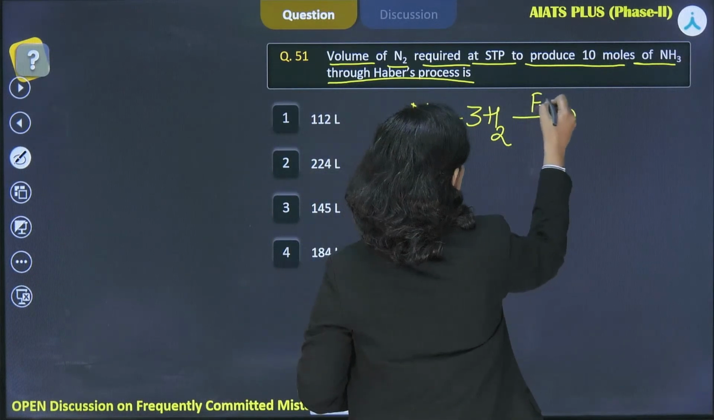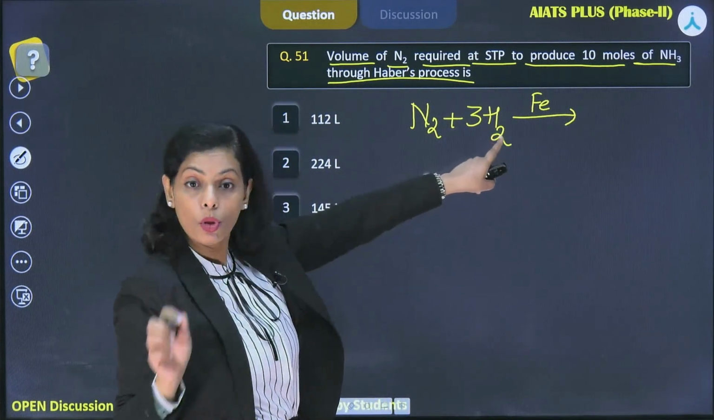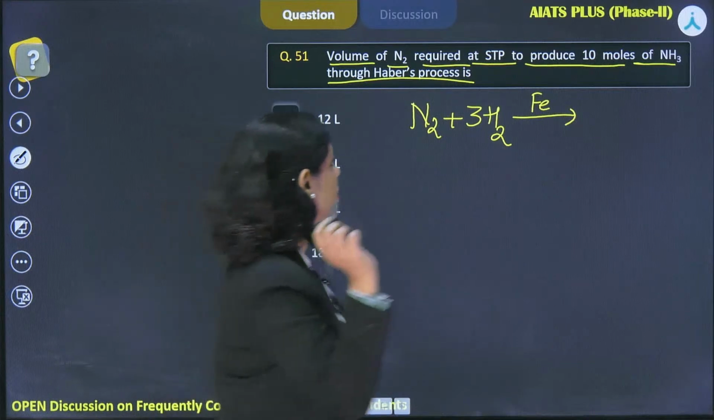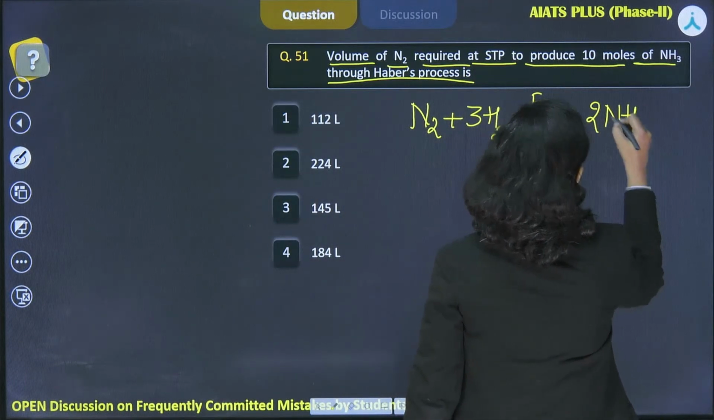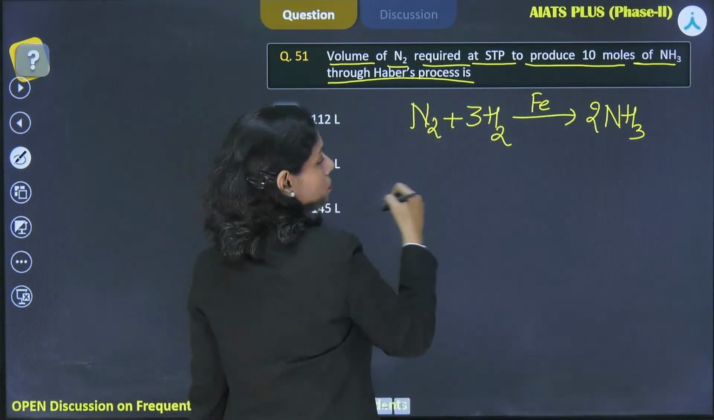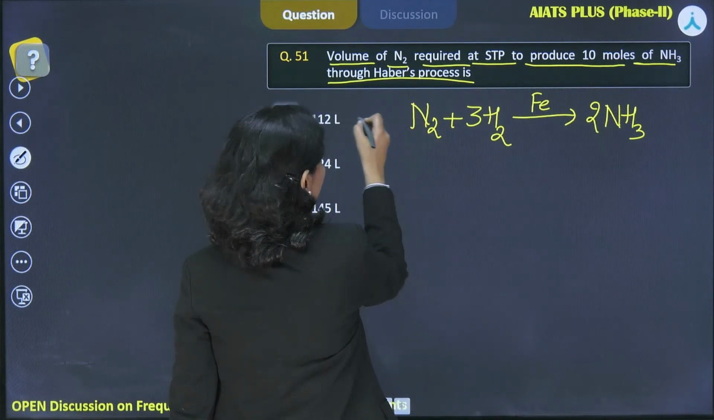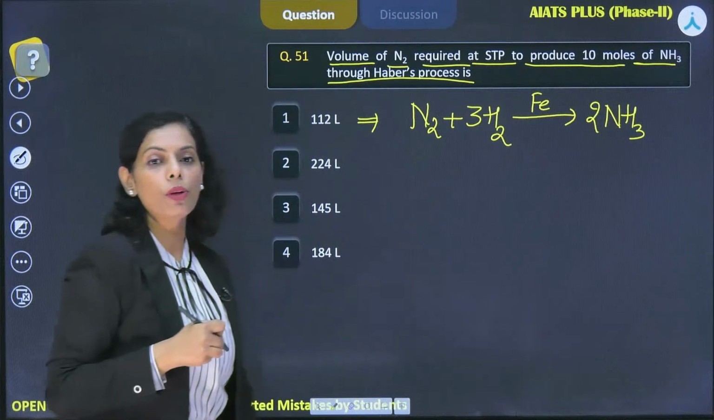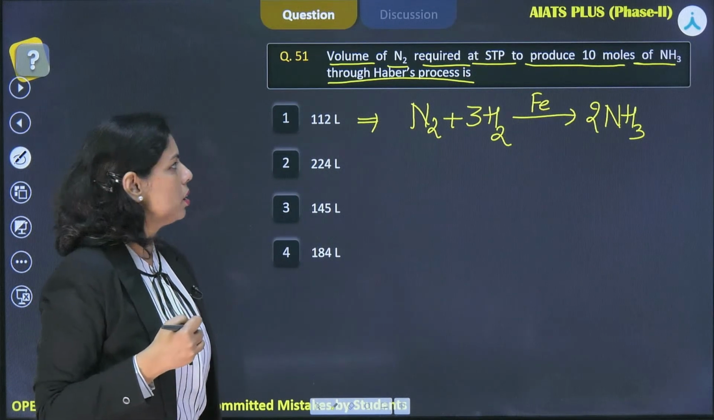The catalyst used is iron, and for this we use the promoter as well. What's the promoter in this case? Let me know. What's the promoter in Haber's process? Yes, I'm waiting for the next 20-30 seconds, okay? So this is the reaction, N2 plus 3H2 in equilibrium with 2NH3.